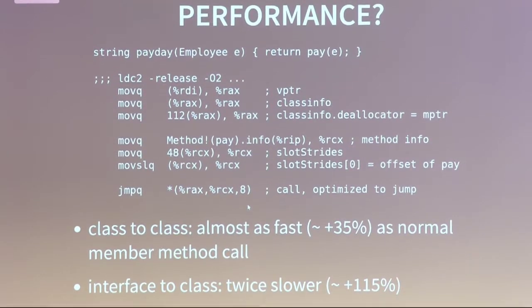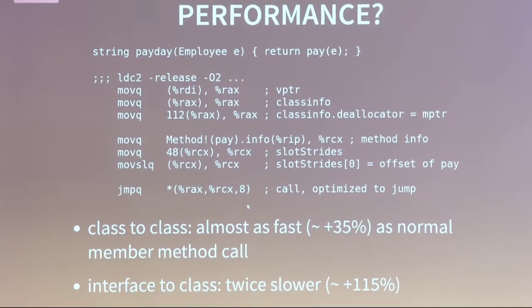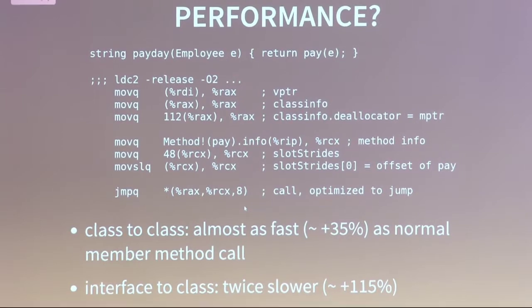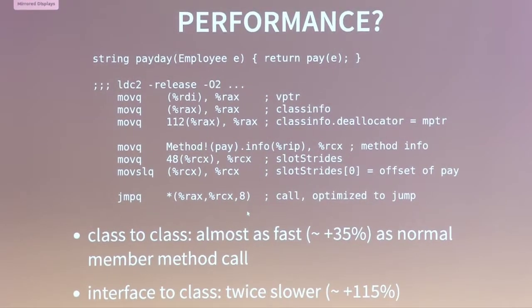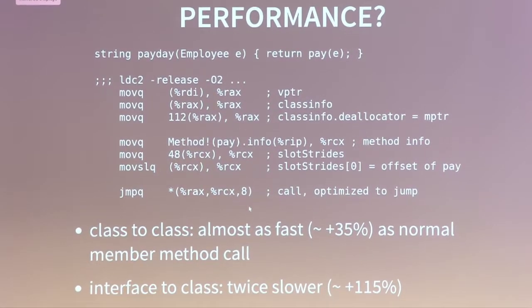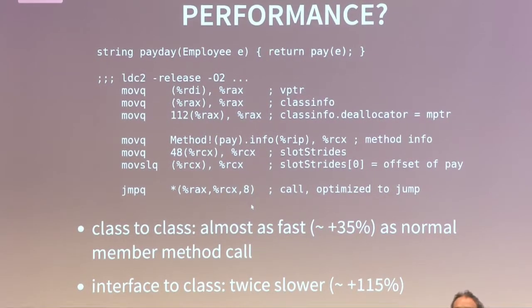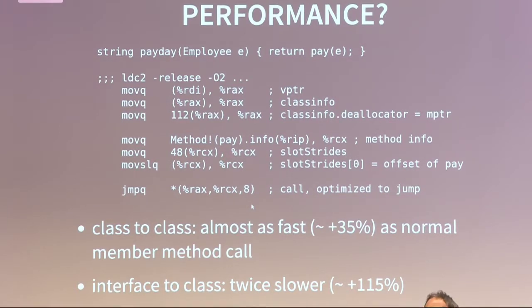So the performance is excellent, and I want to insist on this. It's almost as fast as virtual functions. That's why I took the trouble to show you the code here. A call to a uni method is 35% slower than a virtual function call. If it's called from class to class interface, it's a bit slower. And it's interesting to look at the code which is generated, and it's quite good.